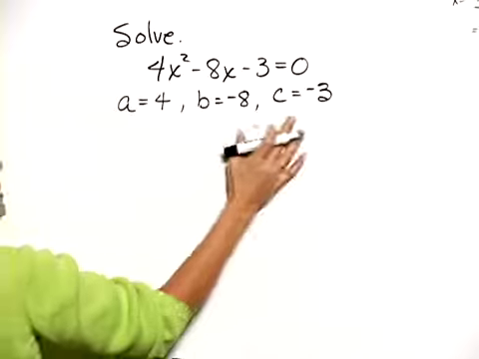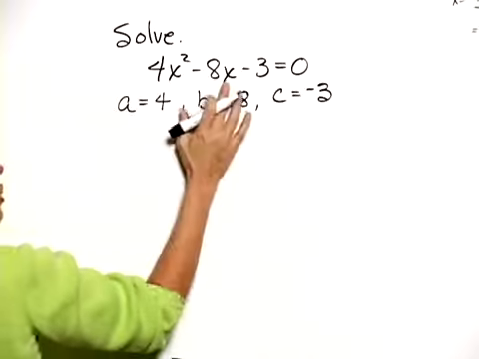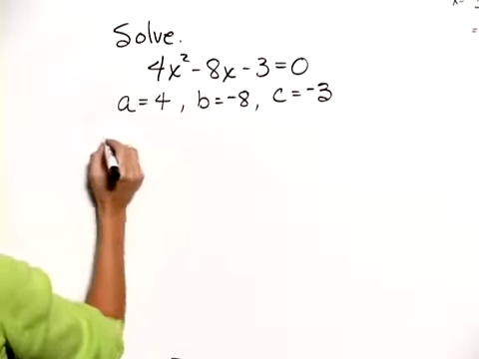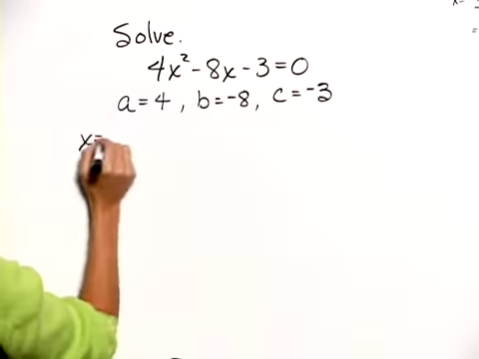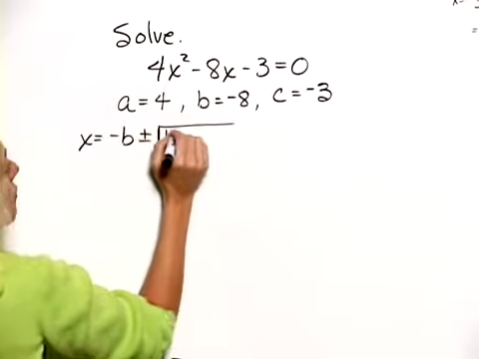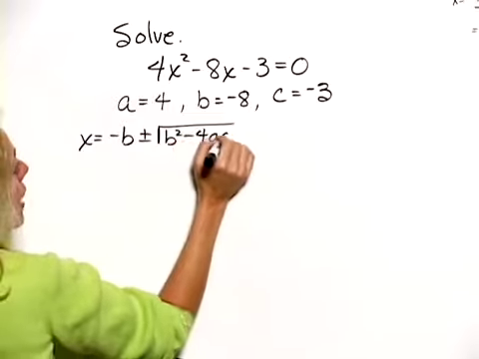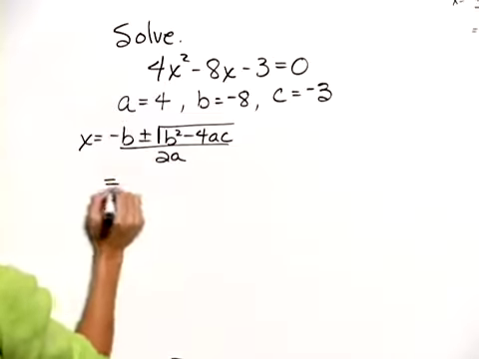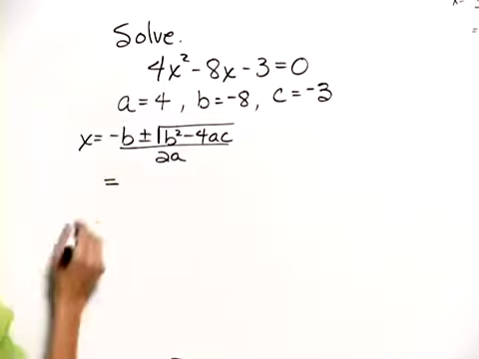Again, the A, B, and C are the coefficients on our x squared, our x term, and then C is our constant. Our formula is x is equal to negative b plus or minus the square root of b squared minus 4ac all over 2a. So let's input our a, b, and our c into the formula.